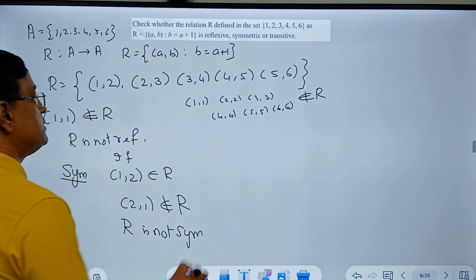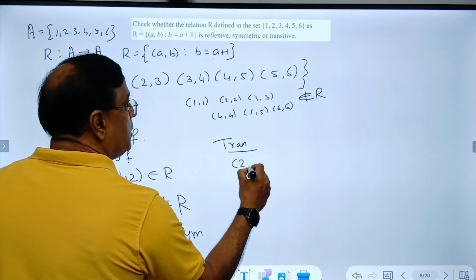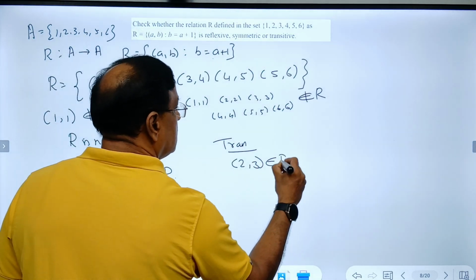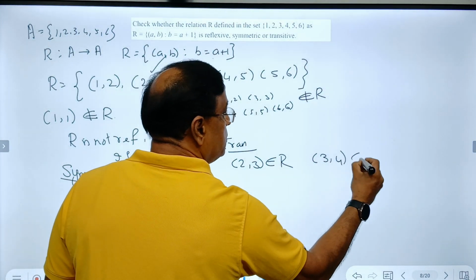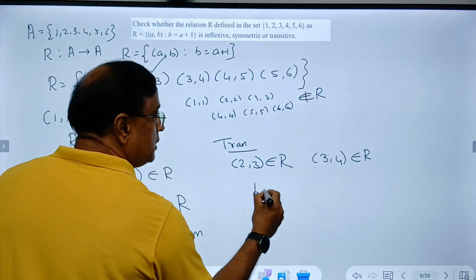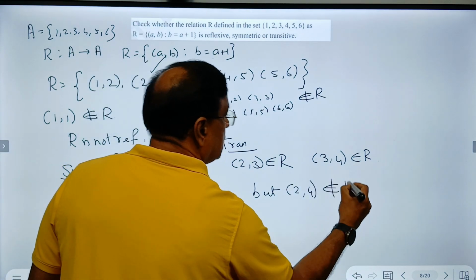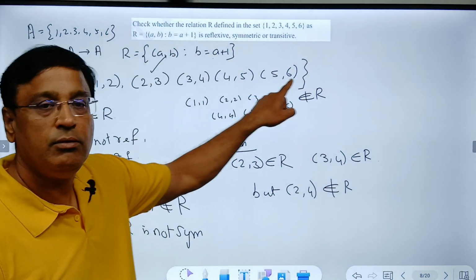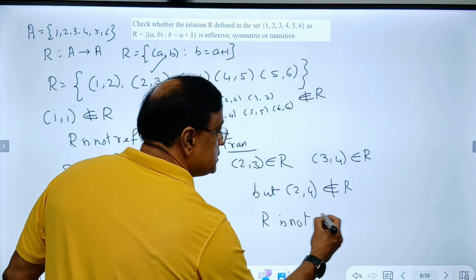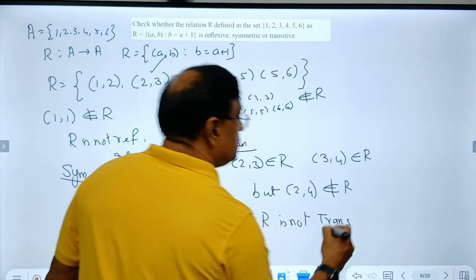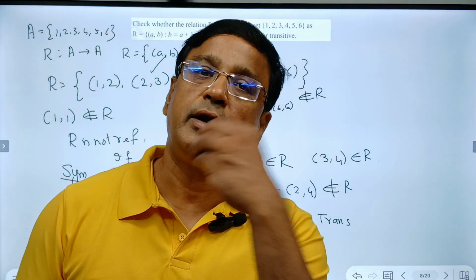Let's look at transitive. For transitive, I'll give an example. (2, 3) belongs to R, correct? (3, 4) also belongs to R. But (2, 4) does not belong to R. There is no (2, 4). Therefore, R is not transitive. So this relation is neither reflexive nor symmetric nor transitive.